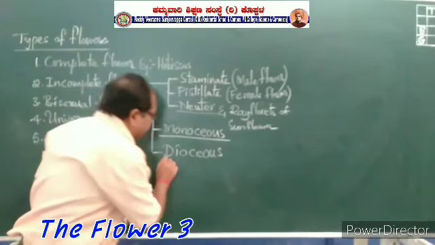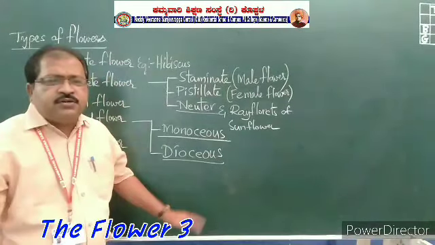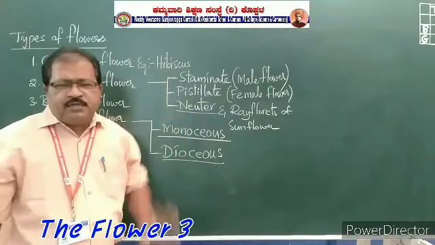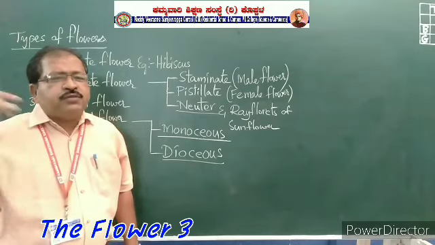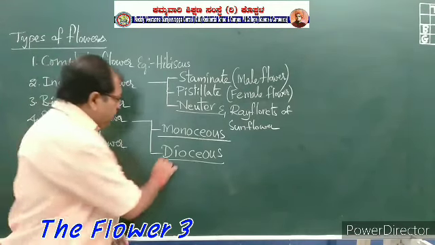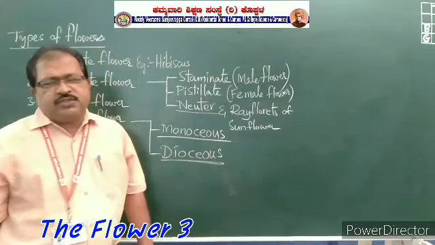Whereas in the dioecious condition of the plant, male plants are separate with male flowers and female plants are separate with female flowers. That is called dioecious condition of the plant.